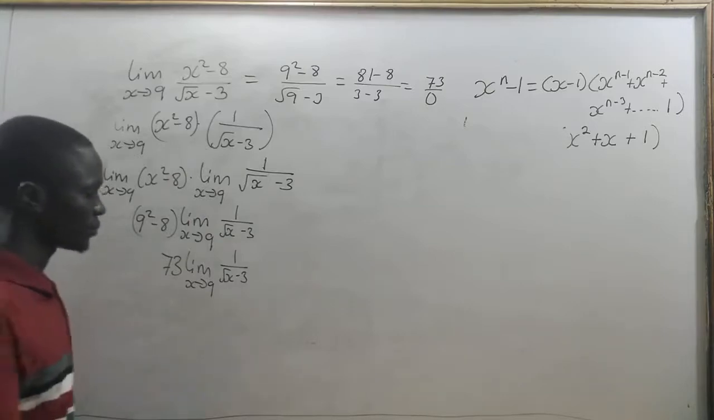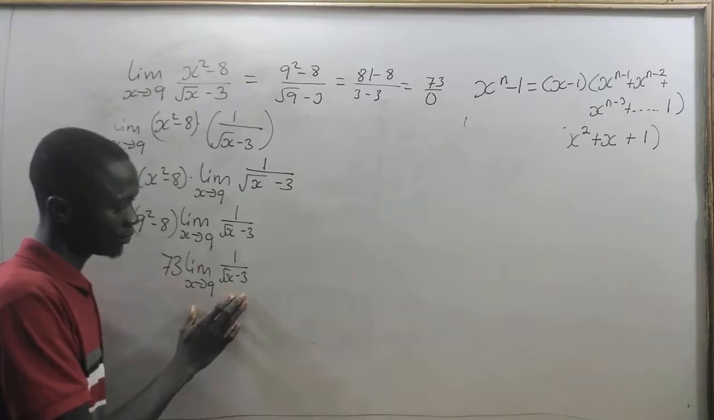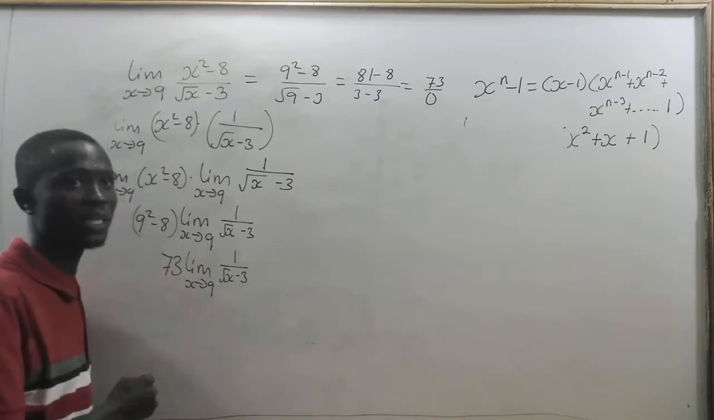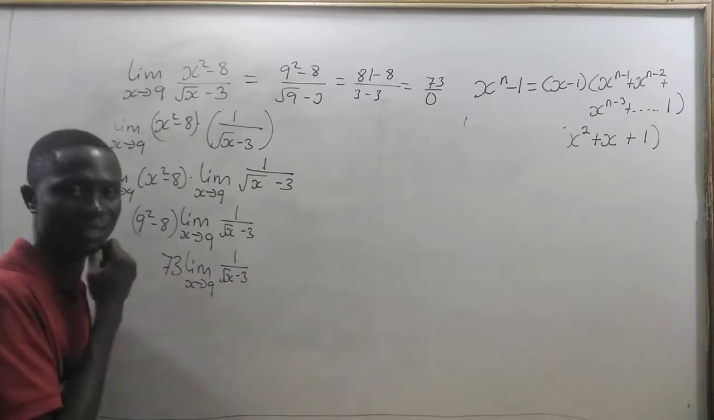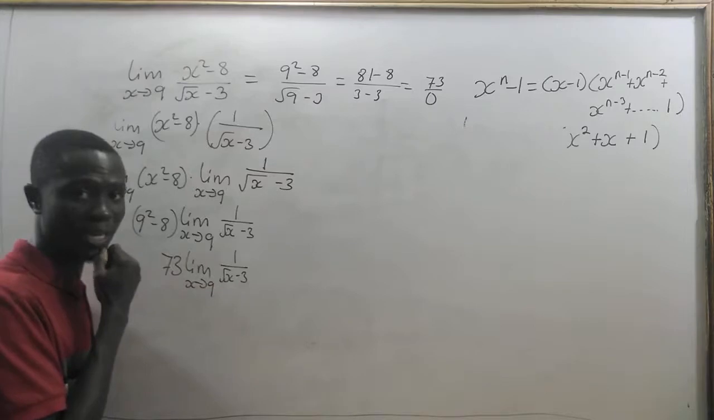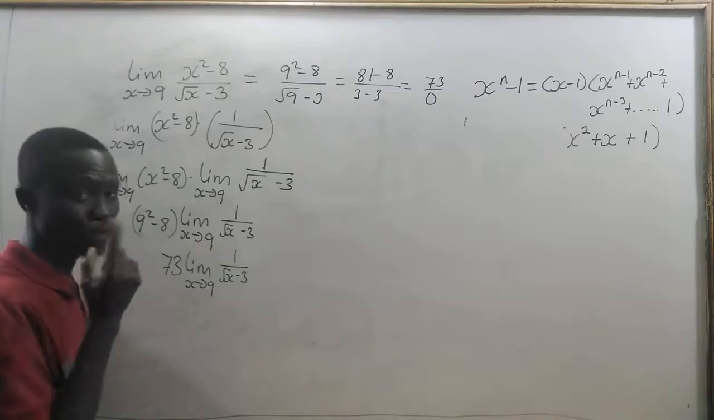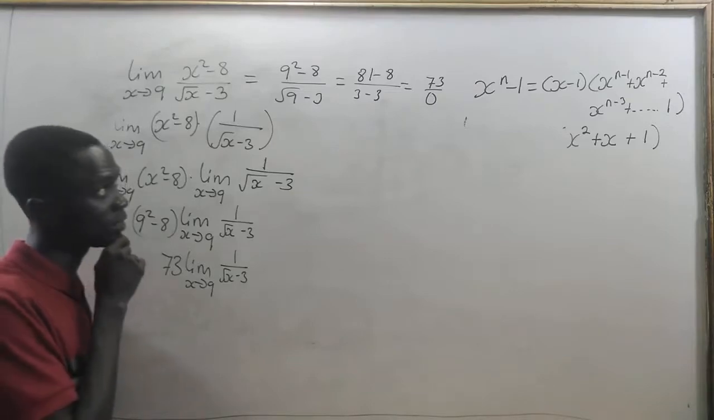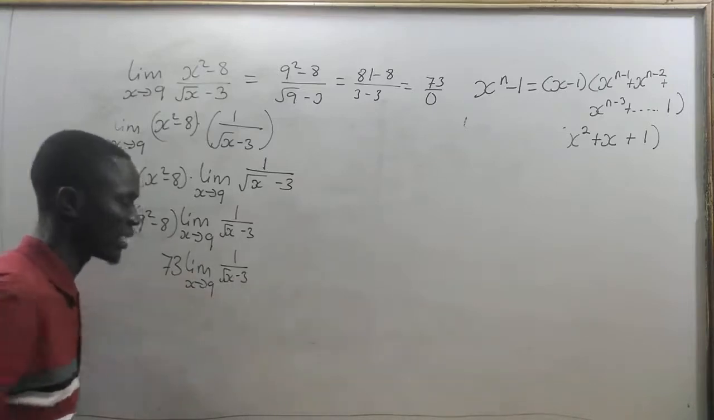So what do we do? If this happens, what we are going to do here is very, very simple. Should we rationalize this again to see whether this one will also give us something? If we rationalize this, what are we going to get? You will still get division by 0. Let's rationalize it and see.